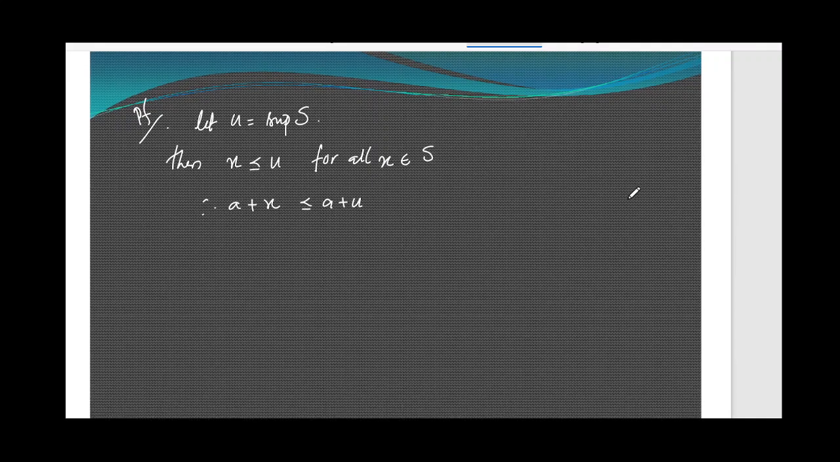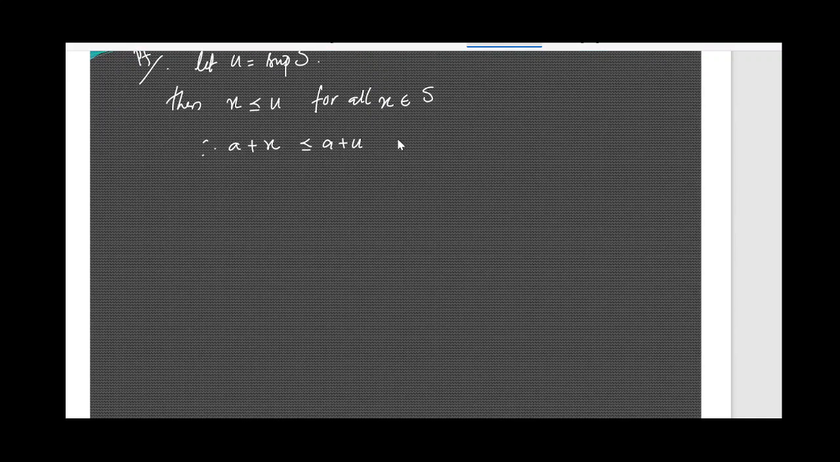First we assume that U equals supremum of S. Then by the supremum definition, X is less than or equal to U for all X belongs to S. Therefore, A plus X is less than or equal to A plus U for all X belongs to S, which implies A plus U is an upper bound of A plus S. Am I right?